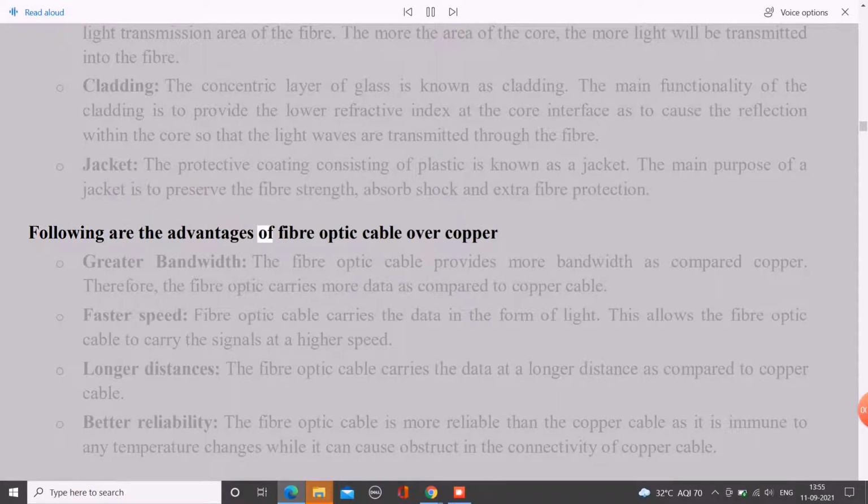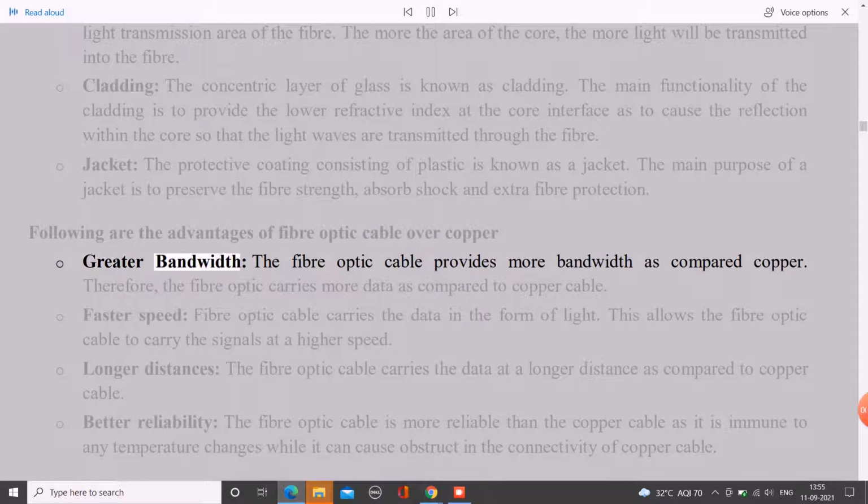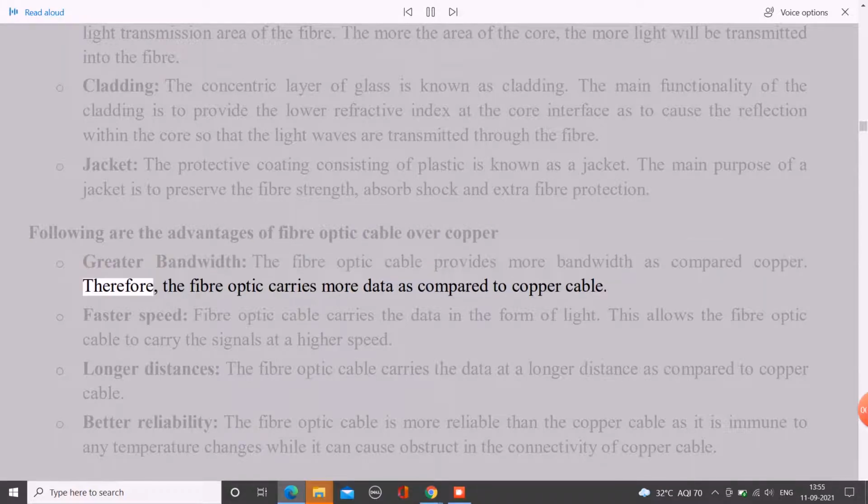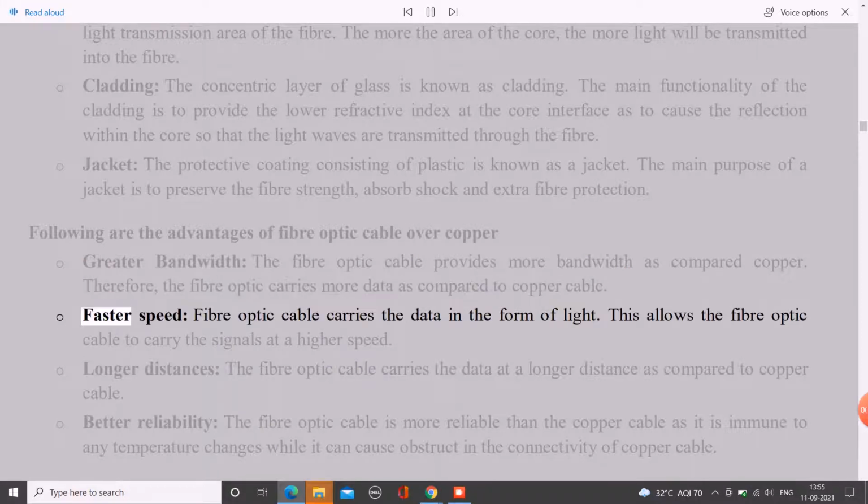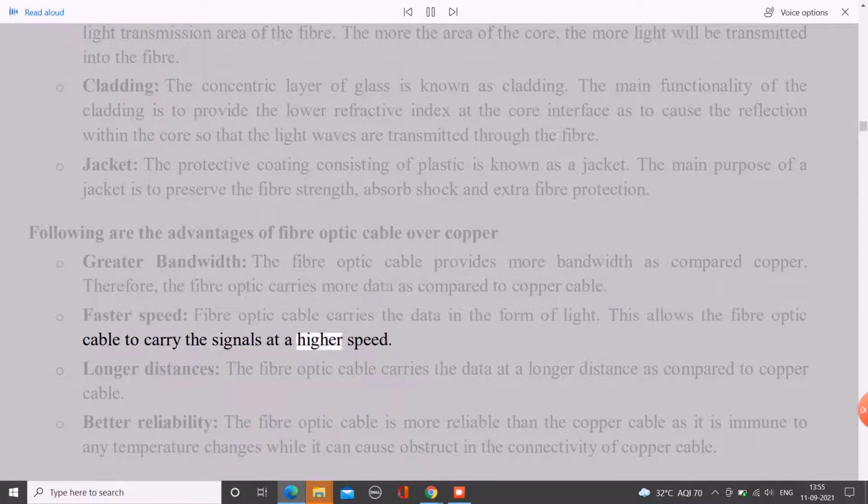Following are the advantages of fiber optic cable over copper. Greater bandwidth. The fiber optic cable provides more bandwidth as compared to copper. Therefore, the fiber optic carries more data as compared to copper cable. Faster speed. Fiber optic cable carries the data in the form of light. This allows the fiber optic cable to carry the signals at a higher speed.